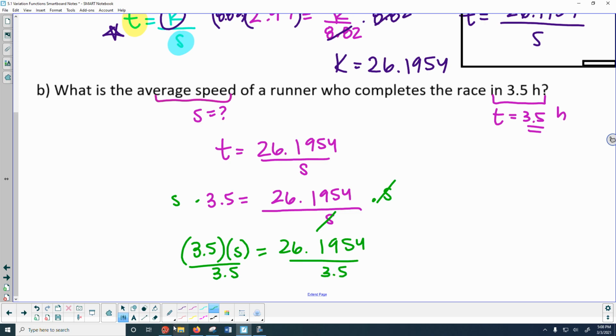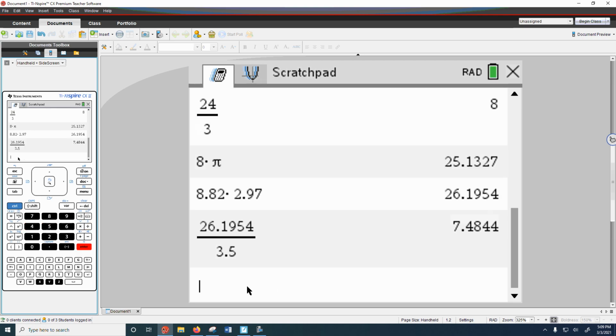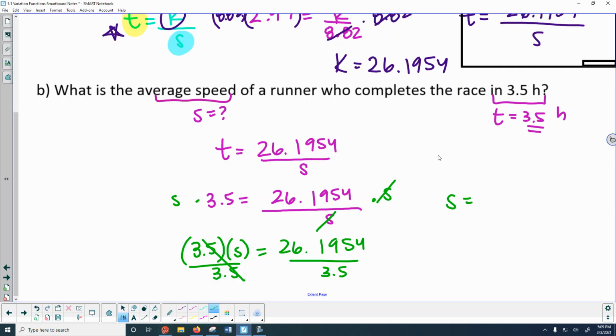And we're going to go grab our calculator. This will tell us what s is equal to. We're going to definitely have a decimal in this one. So in our calculator, 26.1954 divided by 3.5. That gives me a value of 7.4844. Well, I need some units here.